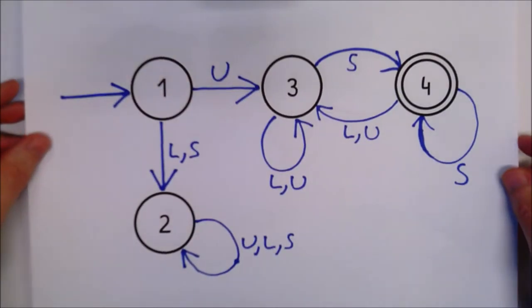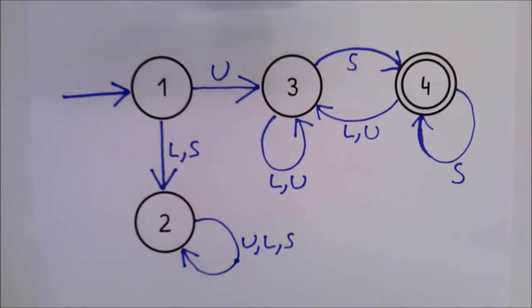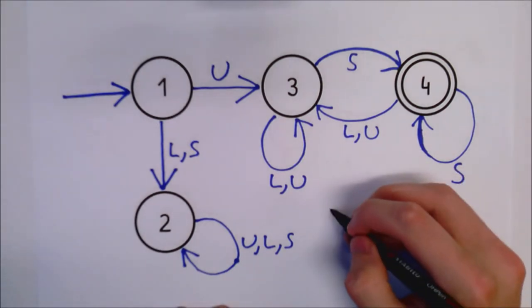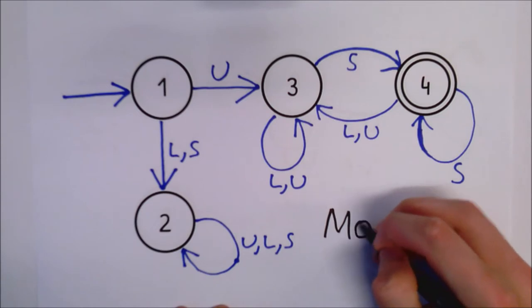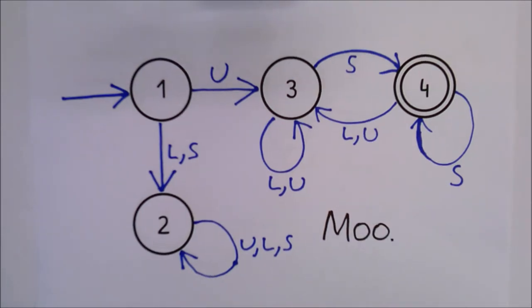Let's get a fresh diagram, exactly the same as before. How do we actually use it? Let's say we get the sentence "Moo." We can already see that it starts with a capital letter and ends with a full stop, but let's run it through the automaton to see what happens.